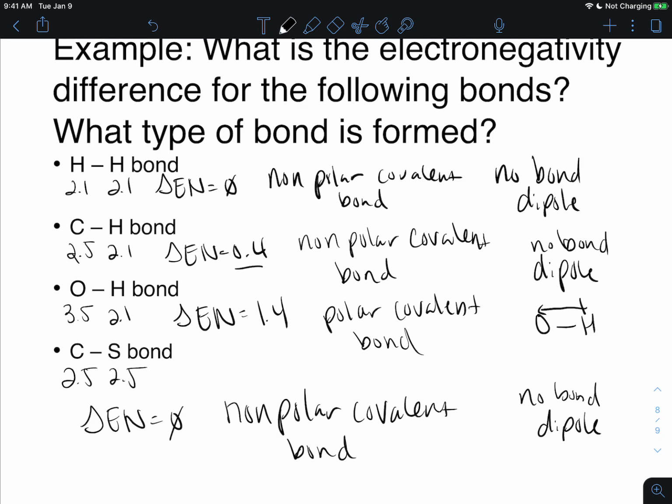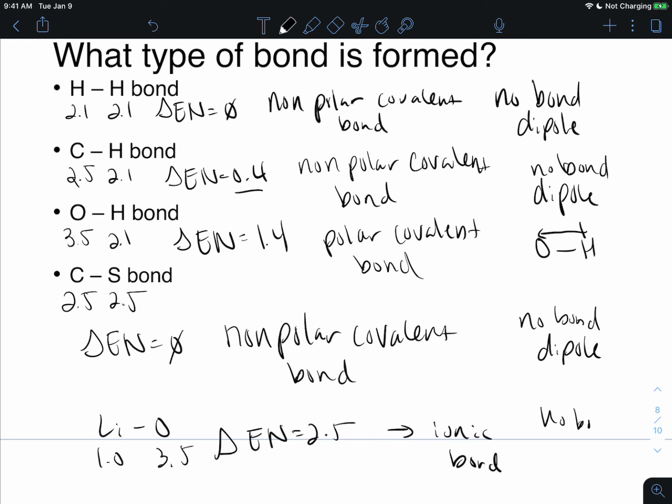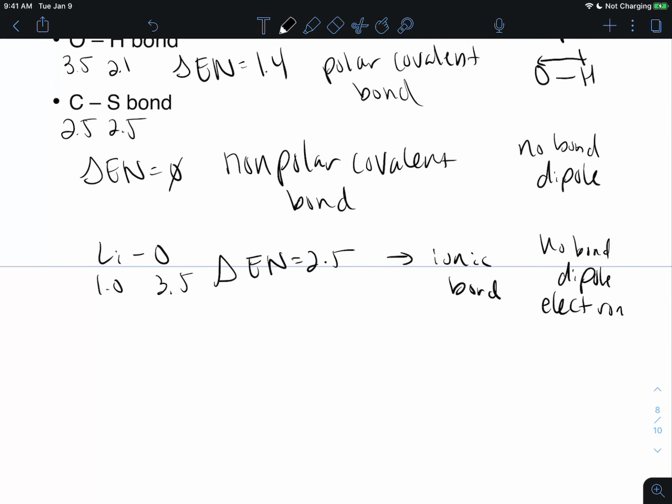We could also do something like a lithium-oxygen bond. Lithium is 1.0, oxygen is 3.5. That difference there is 2.5. This is an ionic bond. So no bond dipole. We have electron transfer instead.